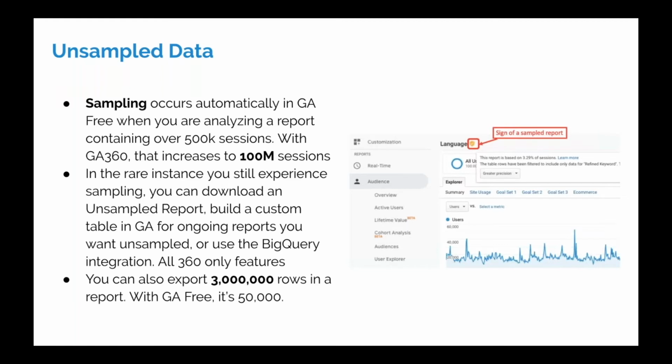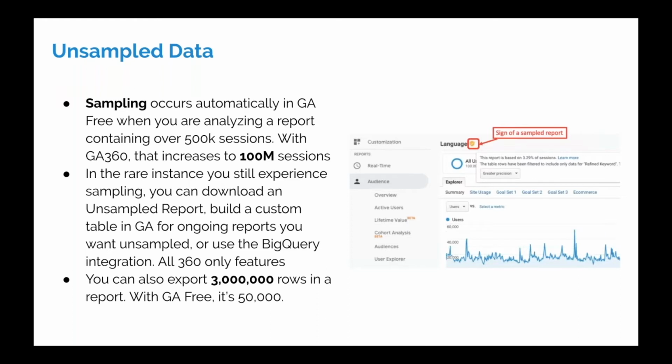So when you'll see sampling is if you're looking at a report with over 500,000 sessions, whereas with Google Analytics 360, that sampling threshold increases to 100 million sessions. So a pretty enormous difference there, and you'll basically rarely start seeing that very annoying check mark that you see at the tops of reports.